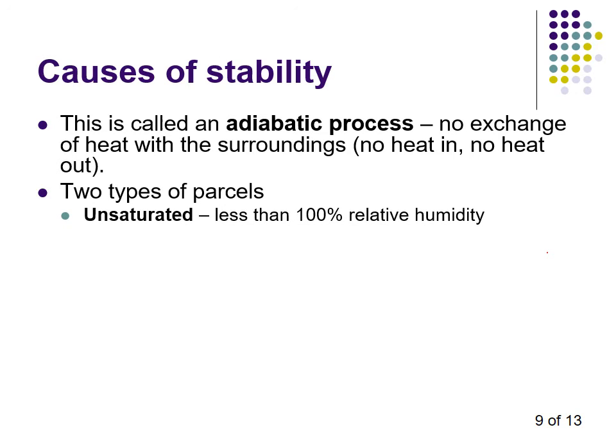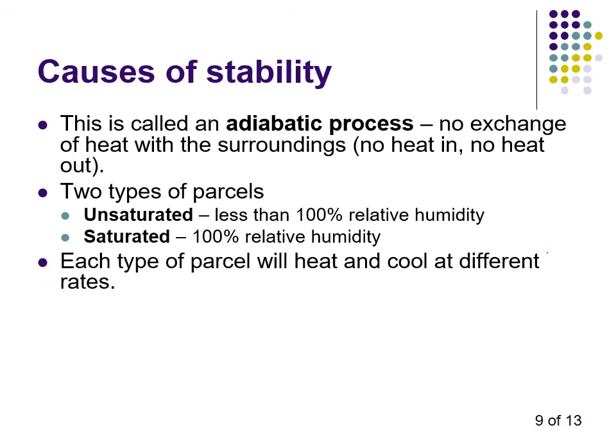We will have an unsaturated air parcel. That's an air parcel whose humidity is less than 100%. And we'll have a saturated air parcel. That's a parcel whose relative humidity is equal to 100%. These two parcels will have different heating and cooling rates.